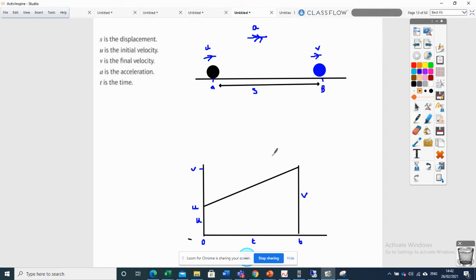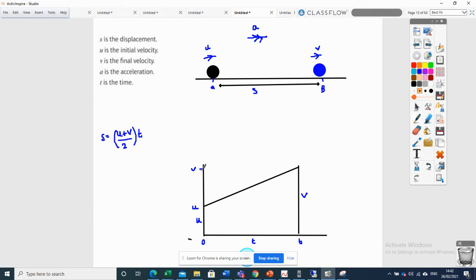So the area under the graph gives us displacement. So S is equal to the area of this trapezium. So it's (U plus V) over 2 times T. And that's simply the equation that we're going to use for displacement to start off with.